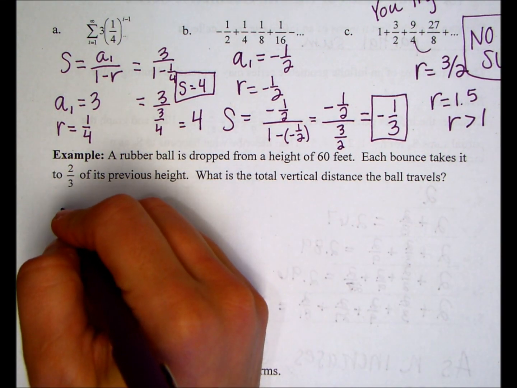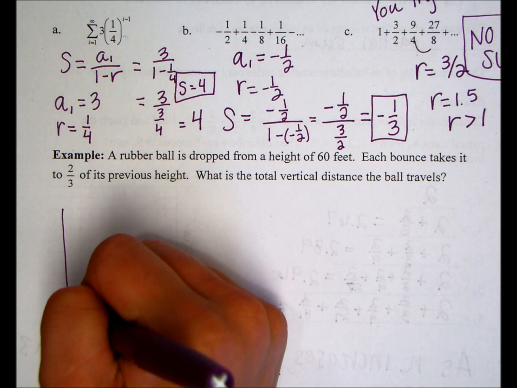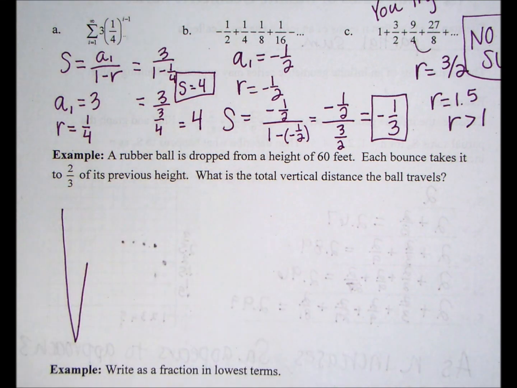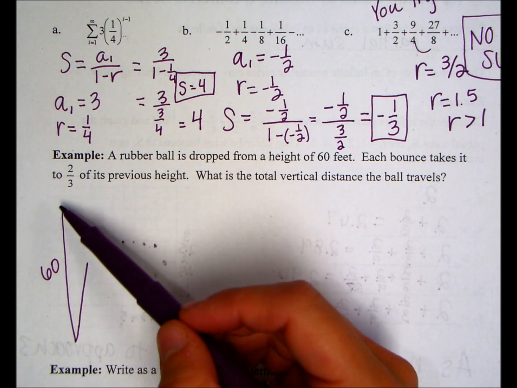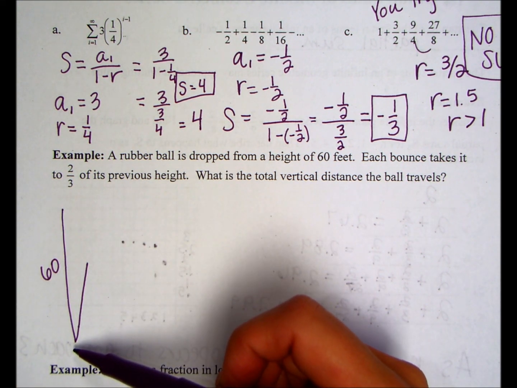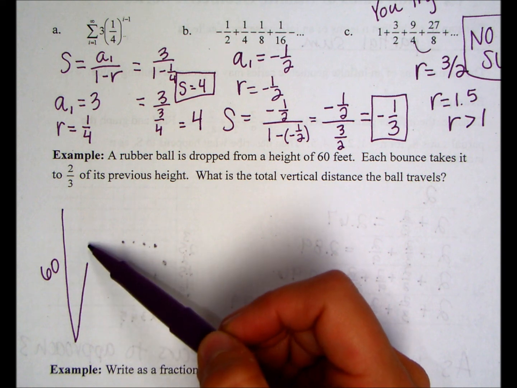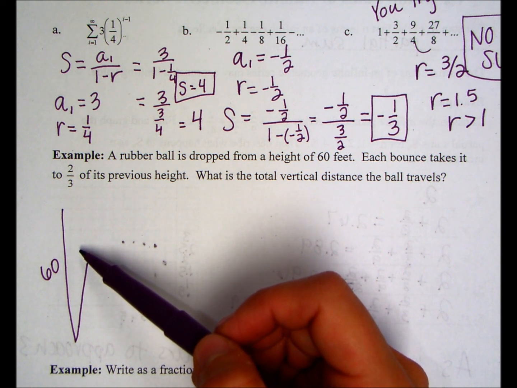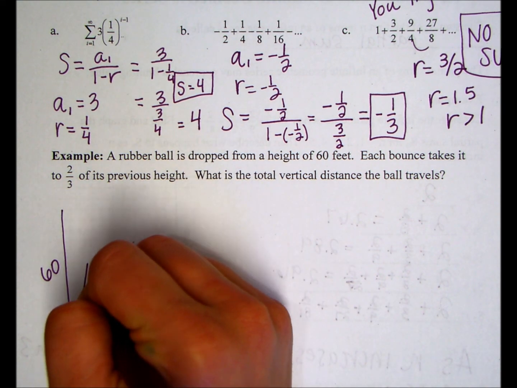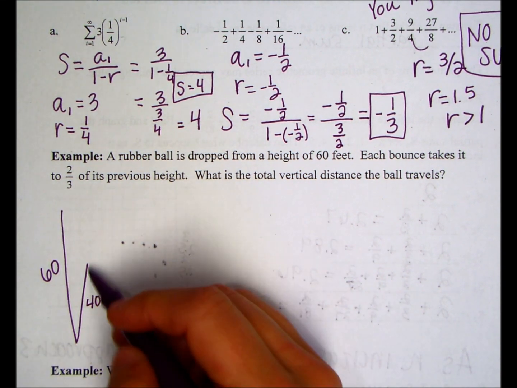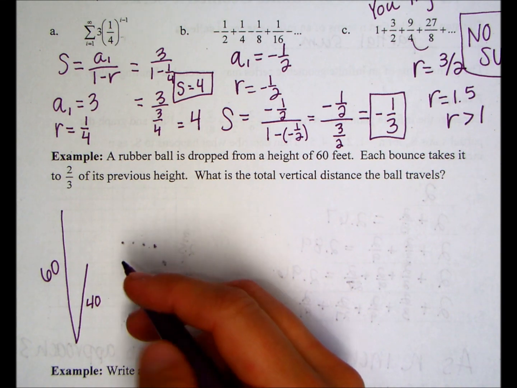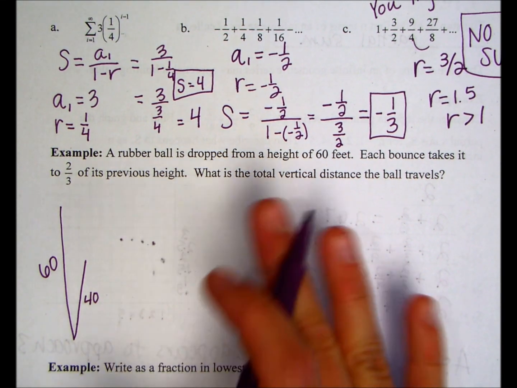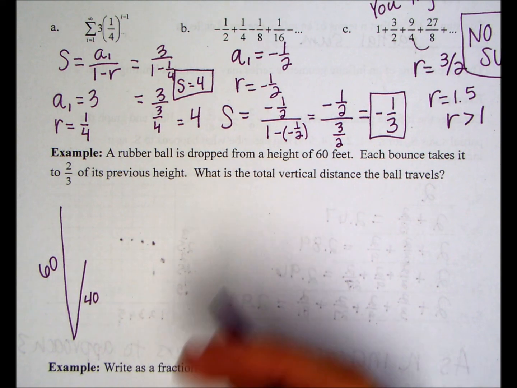So this ball starts here, it goes down, and then it comes back up 2/3 of the way. So I'm starting here and it's dropping 60 feet. Then it's coming back up 2/3 of that. Well, if I take 2/3 and multiply it by 60, I'll get 40. Then it's going to go down again and then come back 2/3 of that. So really what you have here is two separate sums that you have to worry about.